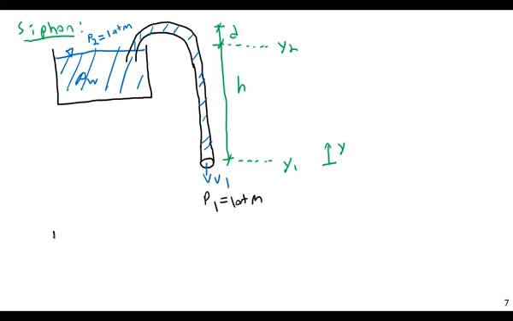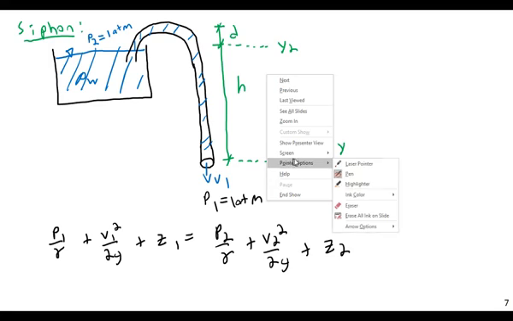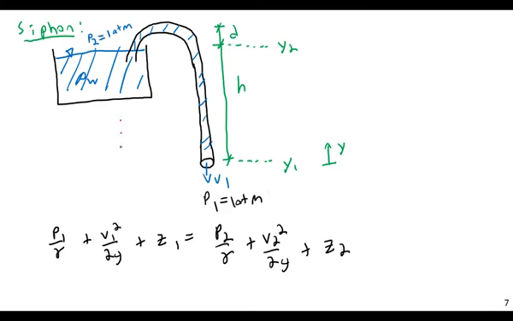Again, Bernoulli's equation is P1 over gamma plus V1 squared over 2g plus Z1 equals P2 over gamma plus V2 squared over 2g plus Z2. Now, we're going to start canceling things out. First of all, I'm going to get rid of the pressures. They're the same on both sides. They're atmospheric pressure, so those just go away. Then V2 goes away because V2 is approximately 0.